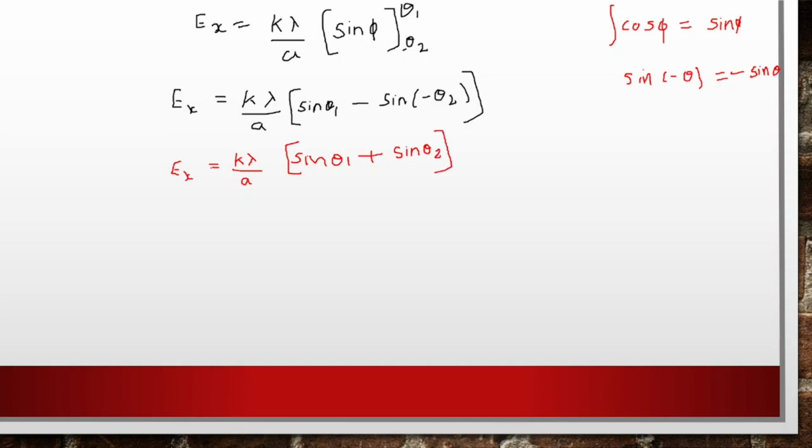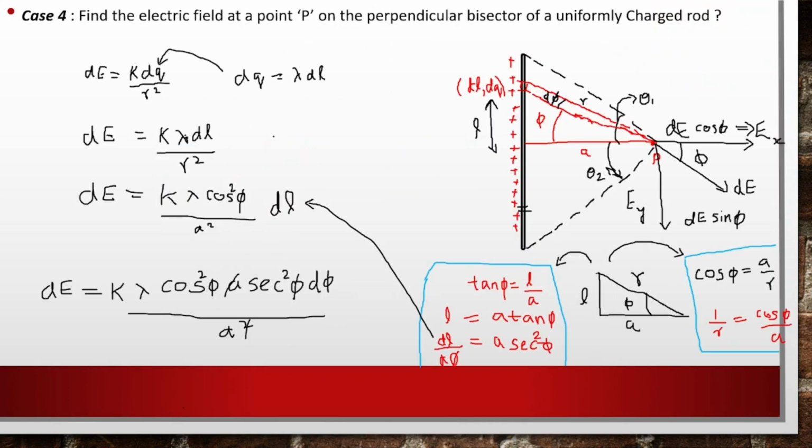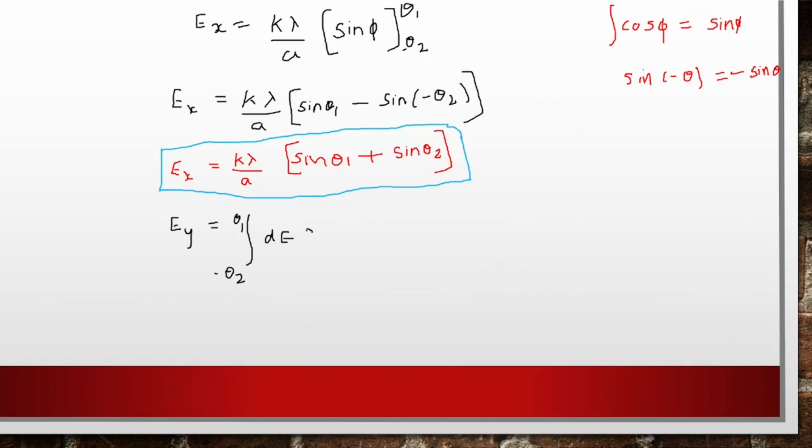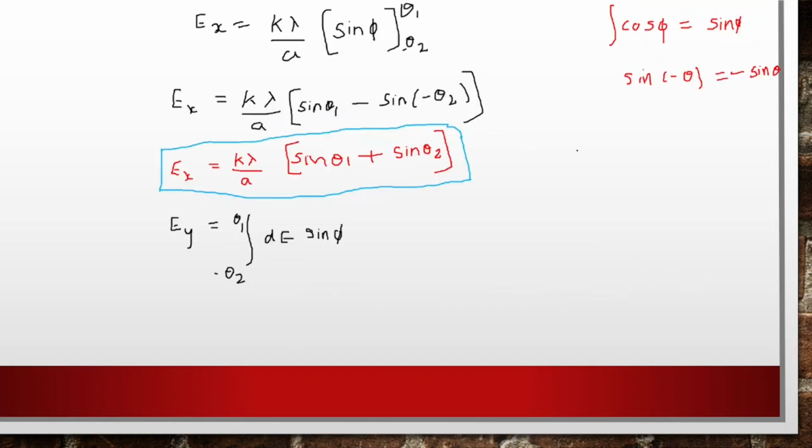Okay. So we got our E of x. Now likewise we need to find our next component, that is E of y. So let's find it. E of y is equal to integral of, same limits, minus theta 2 to theta 1, dE. Our y-axis is sine phi. So sine phi. So instead of dE we should apply k lambda by a d phi. So let's apply this.